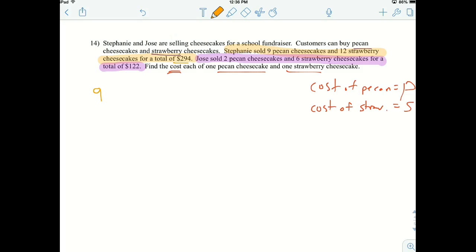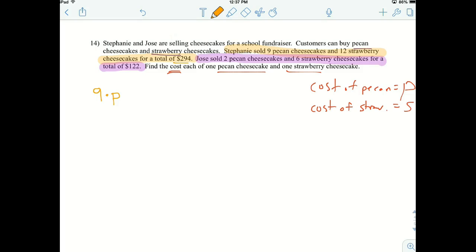And so what you use is you take the number you bought times the cost. So if she sold 9 of the pecan cheesecakes, we're going to multiply it by the cost. We don't know what that is, but we know it's P. So we're just going to say 9 times P.